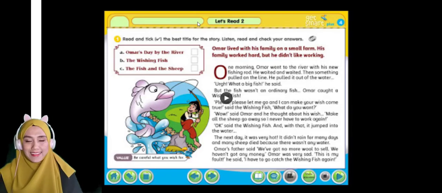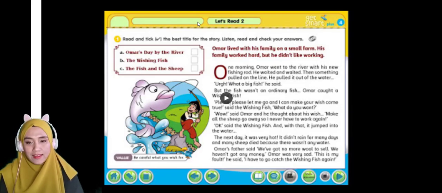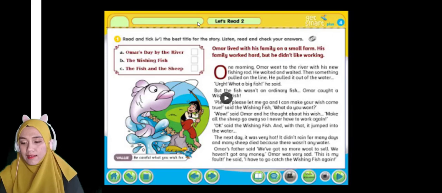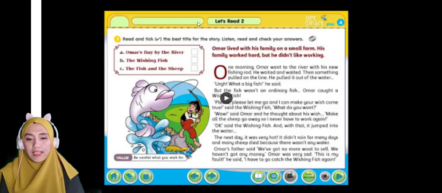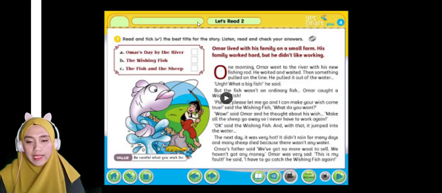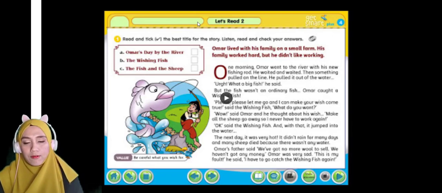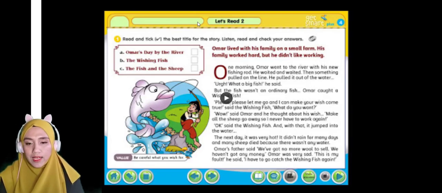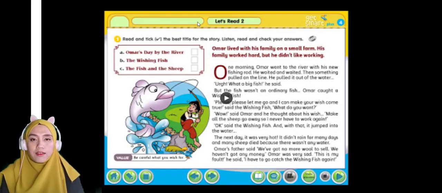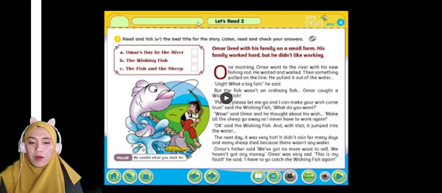Okay, we've just listened to the story. Now, let's review the story, okay? So, Omar lived with his family on a small farm. His family worked hard, but he didn't like working. Omar lived with his family in a small farm. His family worked hard, but Omar doesn't like working. So one morning, Omar went to the river with his new fishing rod. Okay, he waited and waited, then something pulled on the line. He pulled it out of the water.